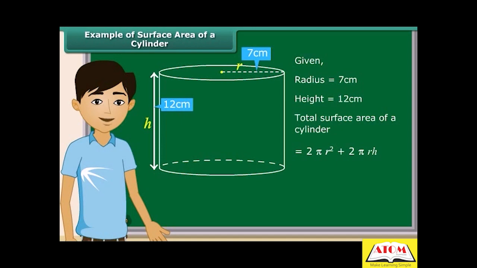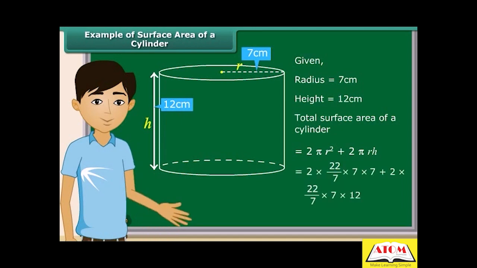Now substitute the values in this formula. So, 2 × 22/7 × 7 × 7 + 2 × 22/7 × 7 × 12. This gives the surface area of this cylinder, which is equal to 836 centimeters squared.